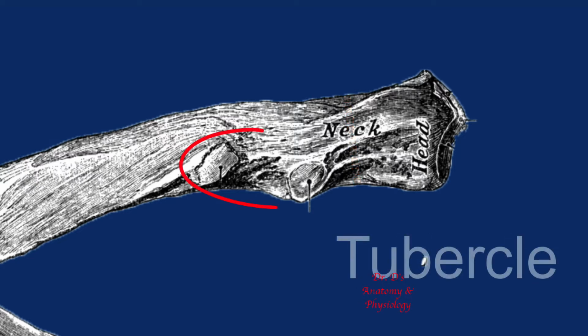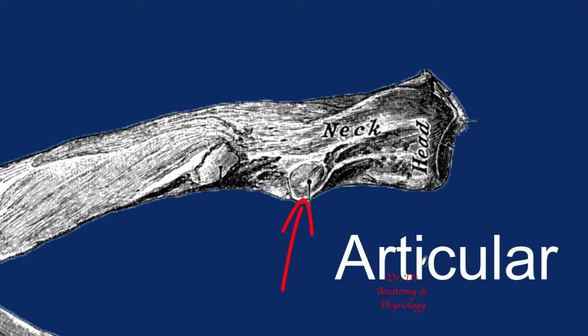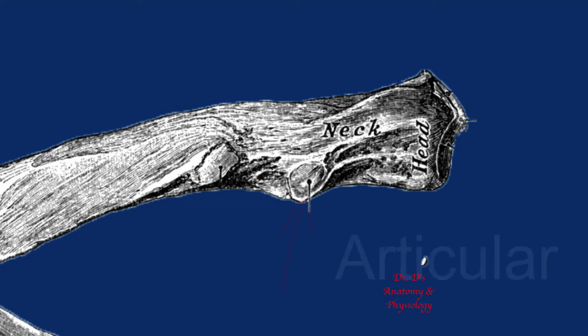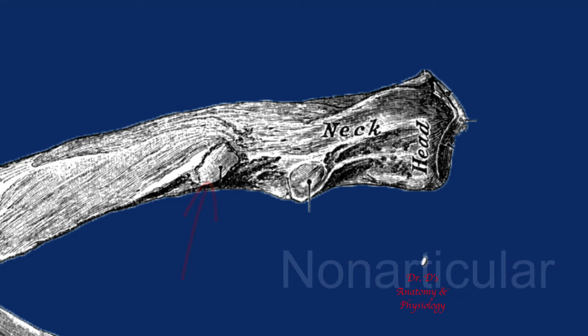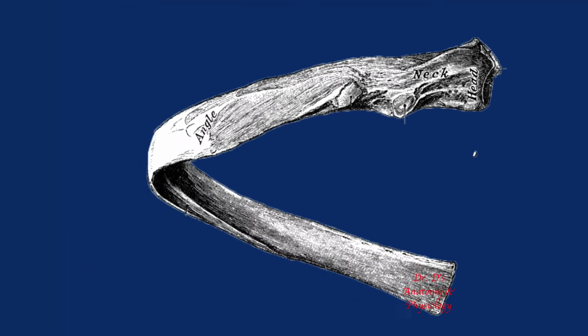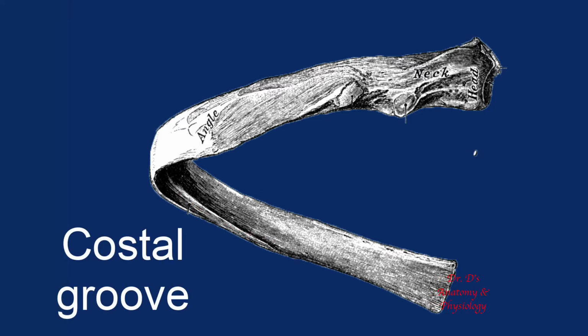And then we have the tubercle. And the tubercle is going to have an articular part where we find the articulation with the transverse costal facet. It's also going to have a non-articular facet where ligaments and tendons are going to attach. As we move distally along the rib, it makes a sharp bend, and this bend is referred to as the angle. And along the inferior surface of the rib, there is a groove, and this groove is referred to as the costal groove. Costa is the Latin word for rib, and costal groove simply translates into rib groove.